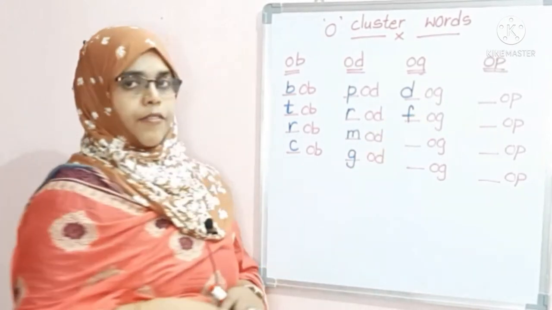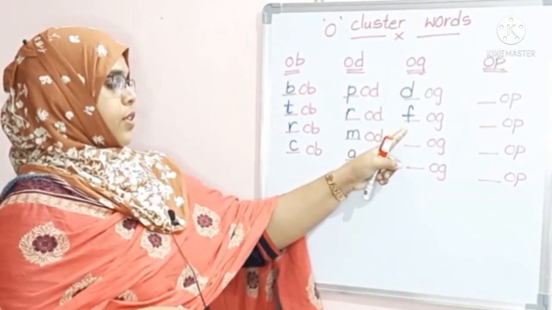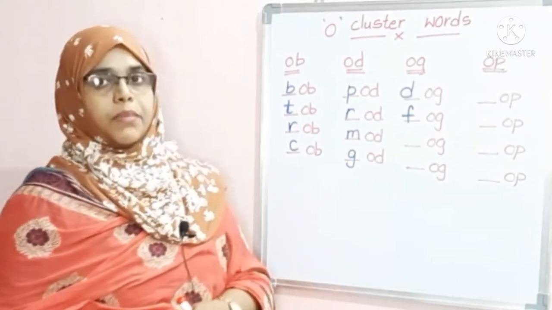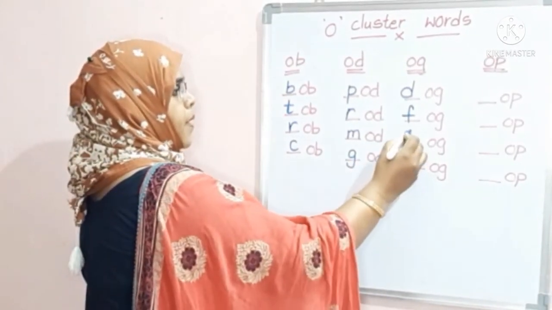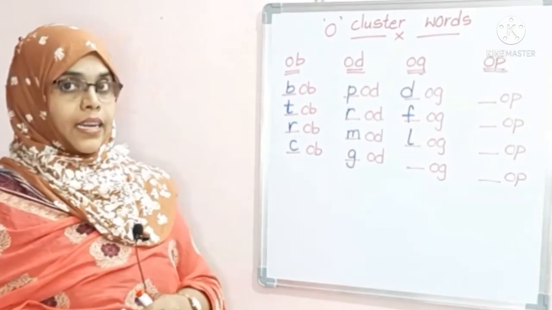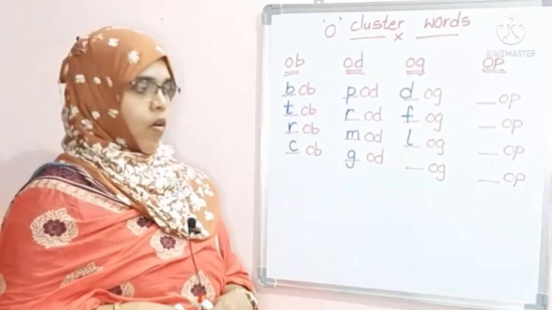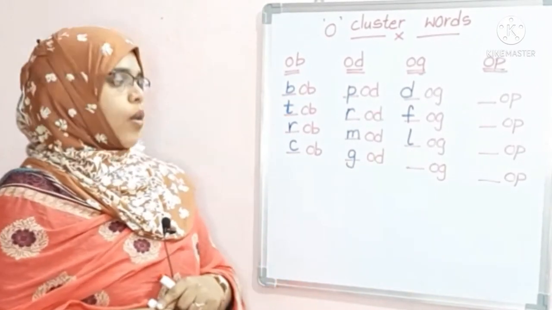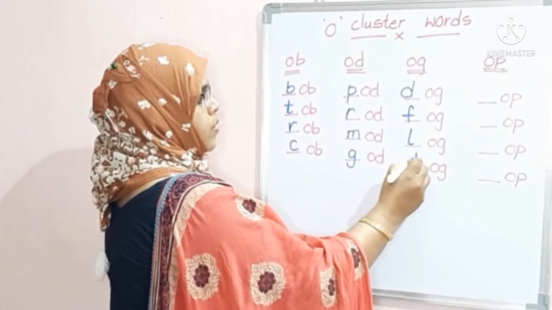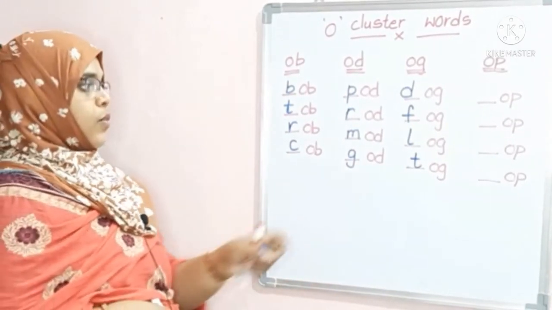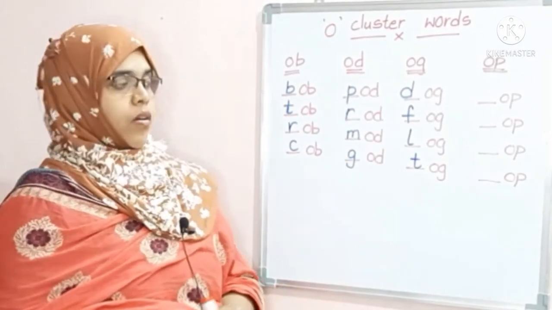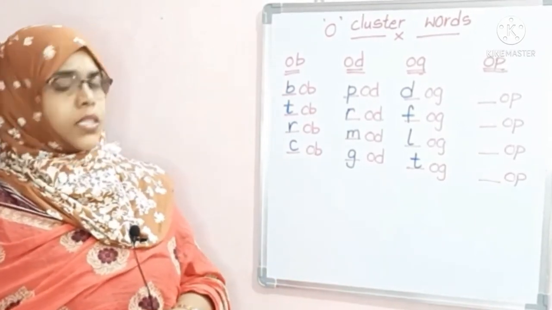This is letter F. Sound of F is F. F, OG becomes fog. This is letter L. The sound of L is L. L, OG becomes log. This is letter T. The sound of T is T. T, OG becomes TOG.